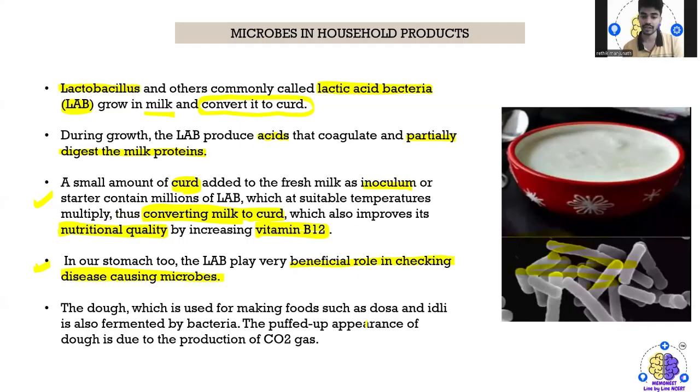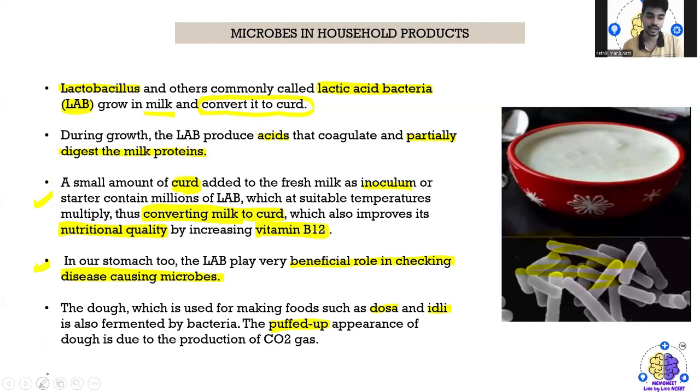And a very important thing is the dough, which we use to make idli or dosa, a famous South Indian food. For that also we require this bacteria, because it plays a very important role in the fermentation process. The fluffy thing that appears in the dough is due to the production of carbon dioxide gas.